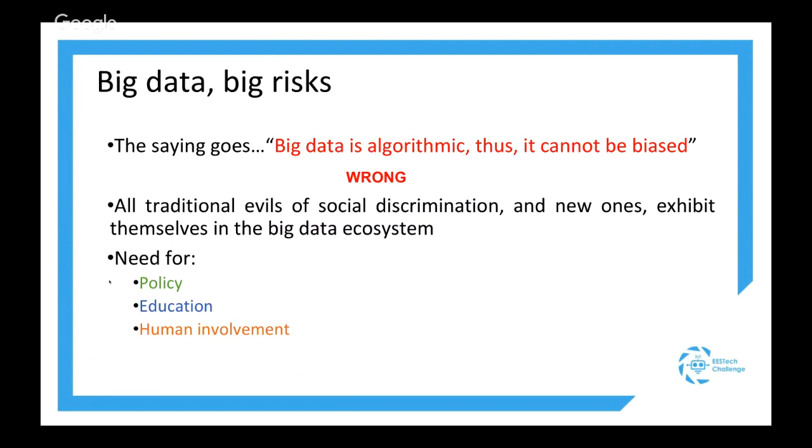So all traditional forms of social discrimination exhibit themselves in the big data ecosystem. And what do I mean with that? I mean essentially that once you have an algorithm, what the algorithm will give you obviously is not biased, but how you created the algorithm and how you trained the algorithm, the data that you use for the algorithm can be biased.